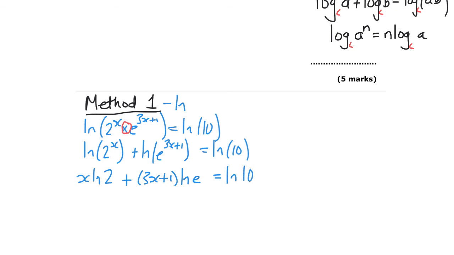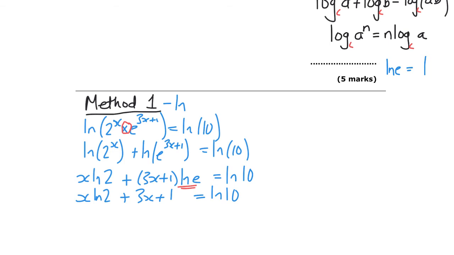Okay, some more key knowledge. ln e, the inverses, so they cancel out, so I get the number 1. You're checking your calculator if you don't believe me, but e to the power 1 is e, so therefore ln e must equal 1. So this thing here is just 1. So I've got x ln 2 plus 3x plus 1 times 1 just gives me 3x plus 1, so I don't need the brackets anymore, equals ln 10. And to solve that, we're just going to do algebra.